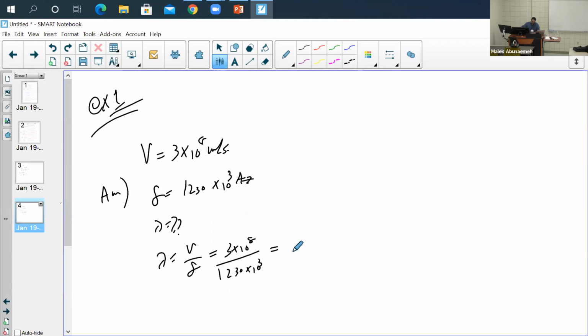So I get 0.002439. So I'm just going to go 244 meters.